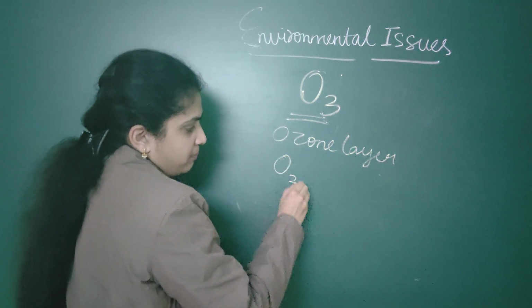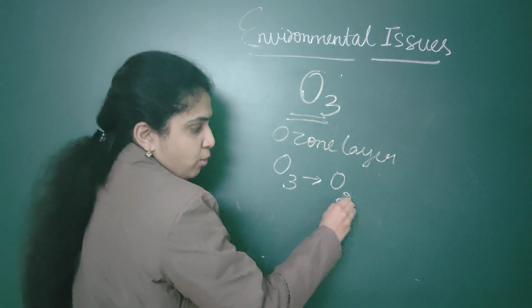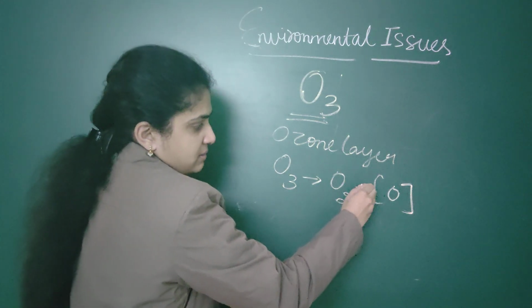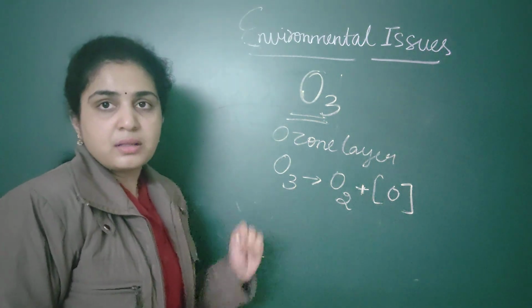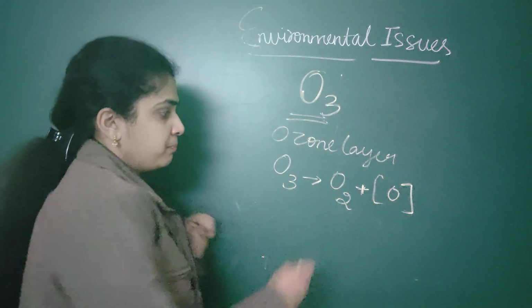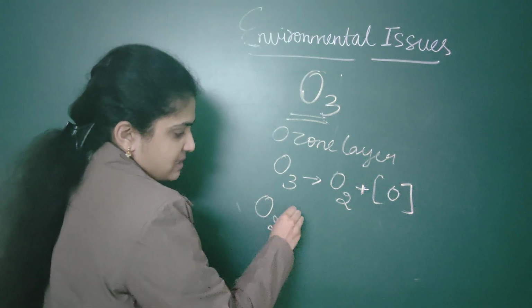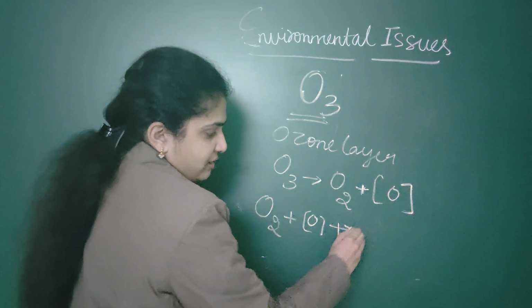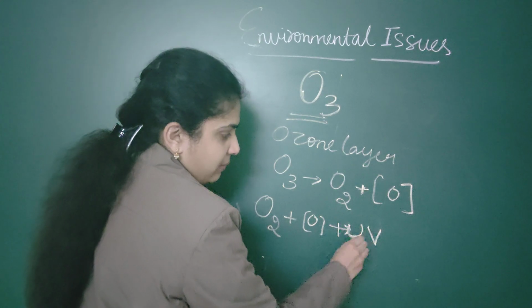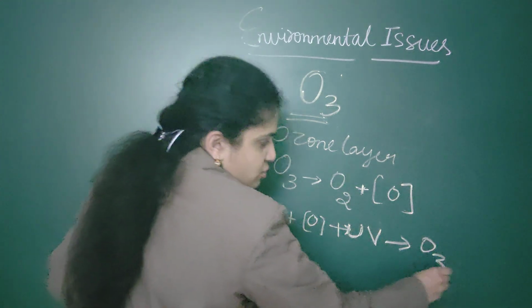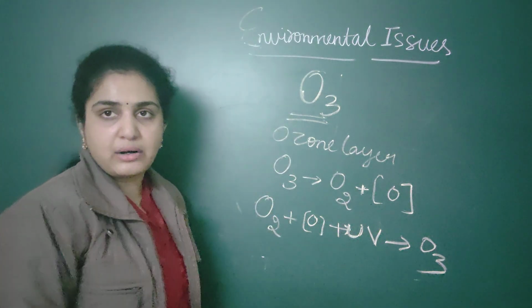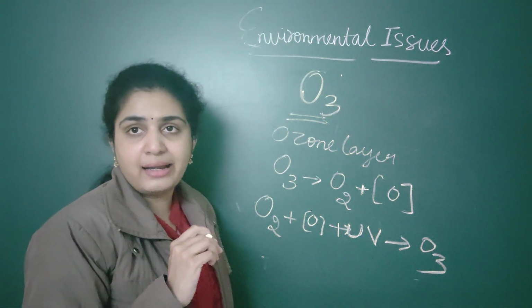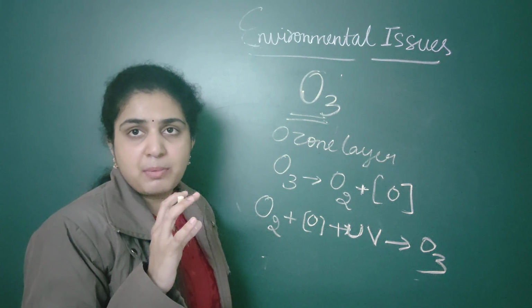And this ozone is broken down into oxygen plus a molecule of oxygen. This is the formula which is given. As well as, oxygen plus one atom of O along with the UV radiation which is coming gives rise to ozone. Like this also you can write this mechanism. So basically, where is this ozone layer located? These are important points that you should remember.